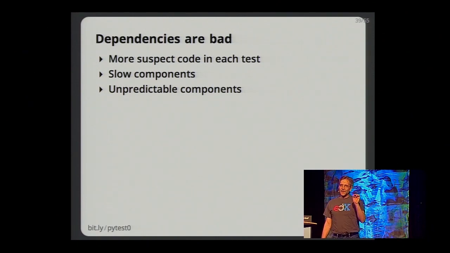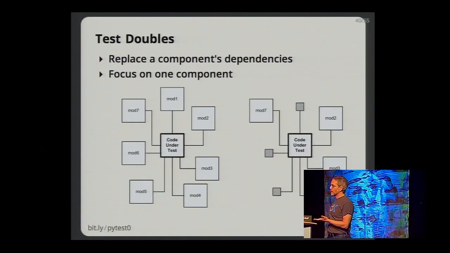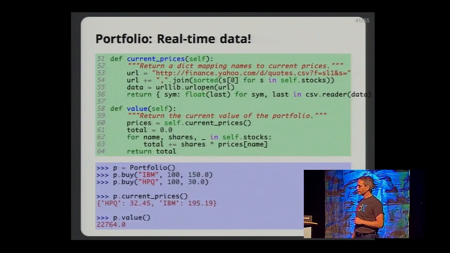Not only that, but your tests might be unpredictable, right? If you have a flaky component that isn't really the focus of your test, you want to get it out of the way so that you can test the code that you do want to test. This is the way systems are often built, with the code under test depending on all these modules. What you want to do is replace those big components with little pieces so that you can reduce the amount of code in each test.